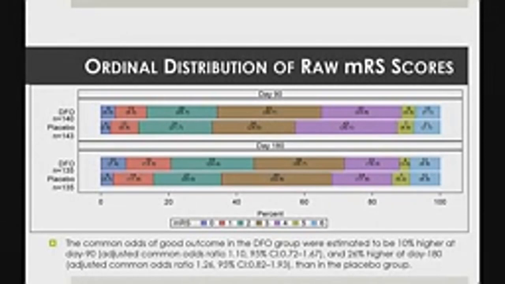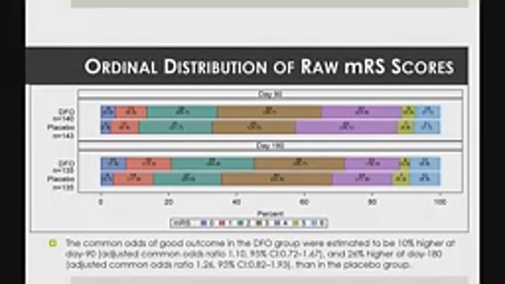Now, this is probably the most important slide. And what you see here on the top is the day 90 modified Rankin distribution and the day 180 modified Rankin distribution. Deferoxamine is on top, placebo is on the bottom on every one. What we see here is that the chances of good outcome overall along the entire distribution at day 90 is 10% higher with deferoxamine. At day 180, it's 26% higher with deferoxamine. But what I really want you to pay attention to is not just deferoxamine versus placebo. I want you to compare deferoxamine at 90 days versus deferoxamine at 180 days, and look at the placebo at 90 days versus the placebo at 180 days.